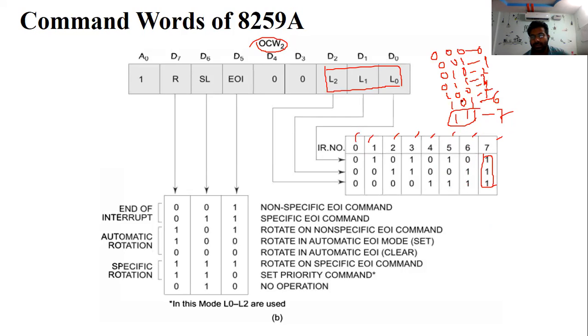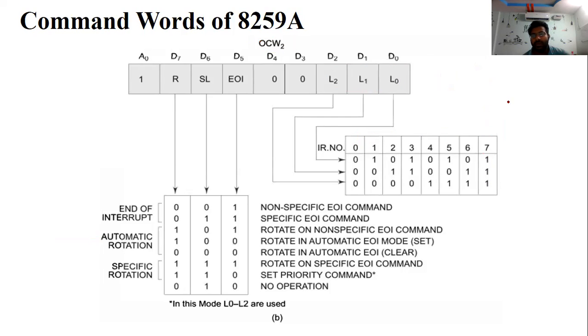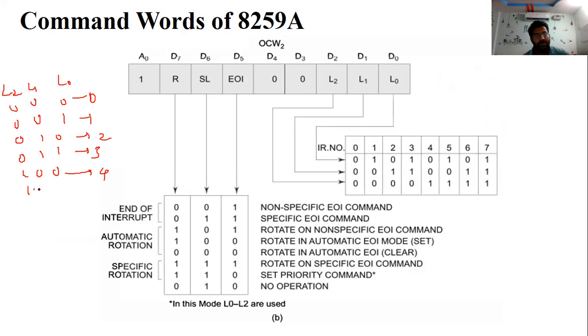Sorry, you can erase this one, I made a mistake in that. That 3 bits combination is a series. See this: L2, L1, L0 is nothing but 0, 0, 0 is 0; 0, 0, 1 is 1; 0, 1, 0 is 2; 0, 1, 1 is 3; 1, 0, 0 is 4; 1, 0, 1 is 5; 1, 1, 0 is 6; 1, 1, 1 is 7.